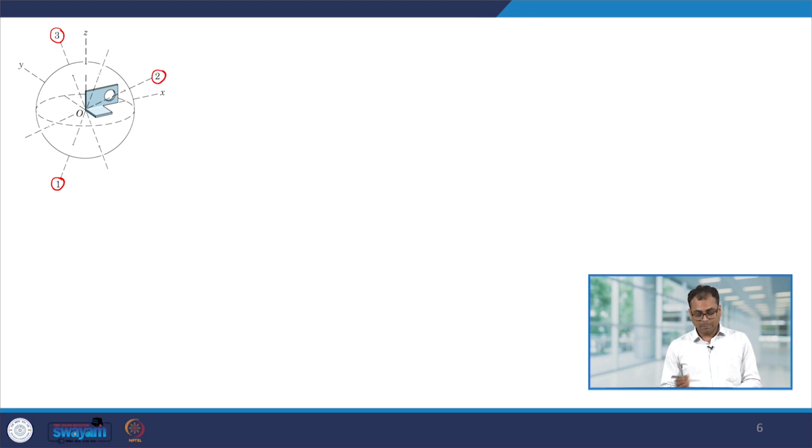Now, this has the implication when we study the angular momentum and rotation of rigid bodies. With this, let me stop here.